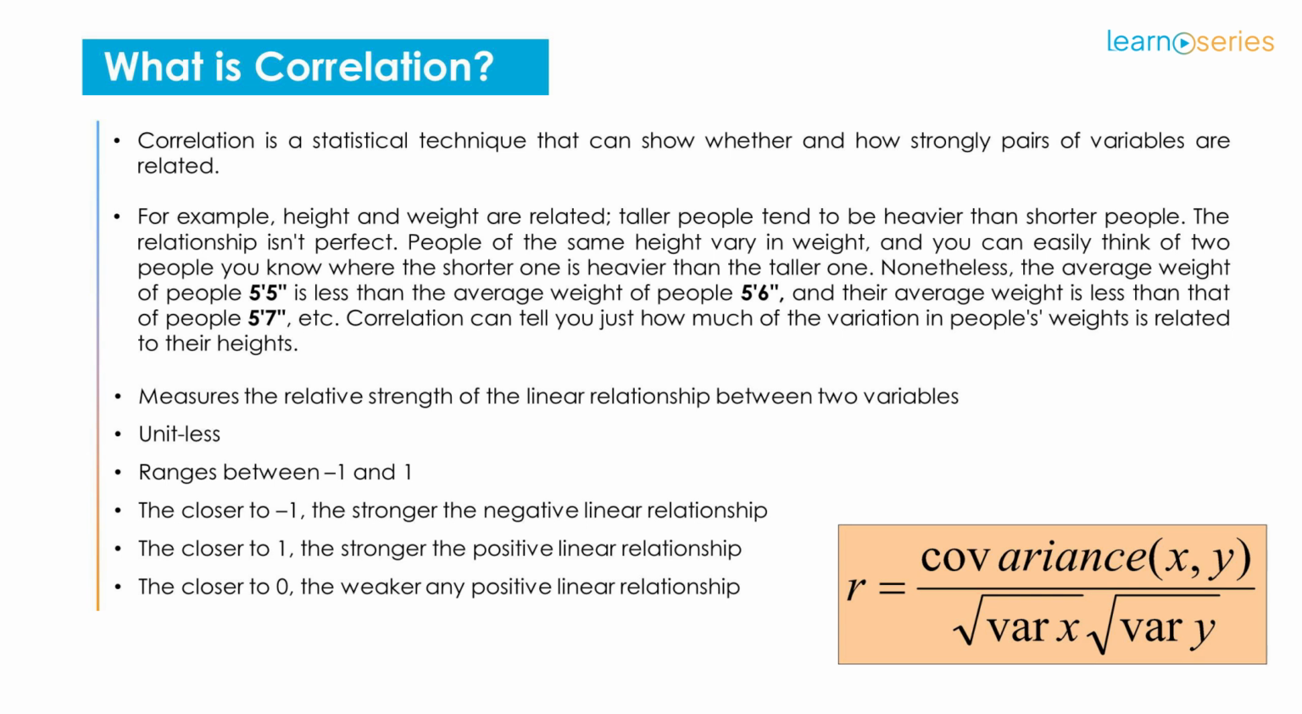For example, height and weight. The average weight of people of height 5.5 is less than the average weight of people of height 5.6, and that is less than the average weight at 5.7, and so on. Correlation can tell you just how much of the variation in people's weight is related to their heights. So height and weight are linearly correlated. It measures the relative strength between -1 and 1. Closer to -1 means perfectly negatively correlated, closer to 1 means positively correlated, and 0 means weak.